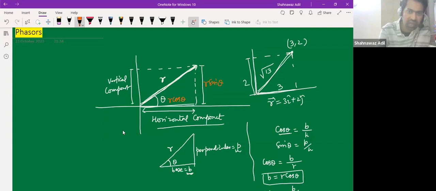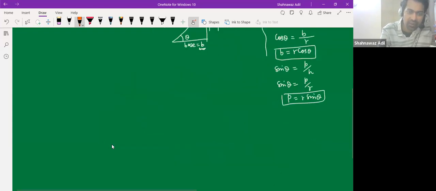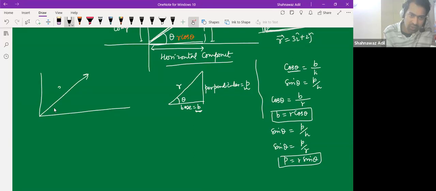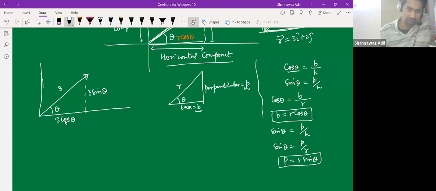Whenever we have a vector which is, let's say, 3, I can write the horizontal component as 3 cos theta and the vertical component as 3 sin theta. Is this clear? Yes, sir. We will need this vertical and horizontal component in phasors. So, what is a phasor?